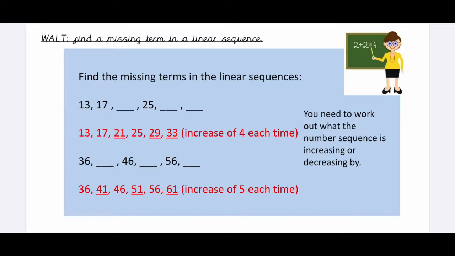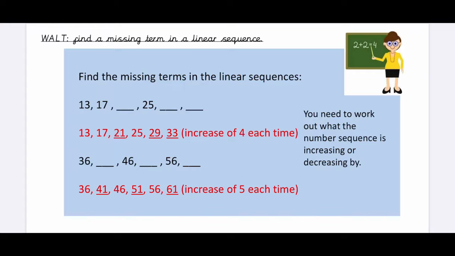Okay, so the examples that we've got then, we've got a sequence that starts off 13, 17, then we've got a gap, and then it's 25, and then two more gaps after that. So we need to look at the information that we do know. So we know the first two numbers in the sequence are 13 and then 17.